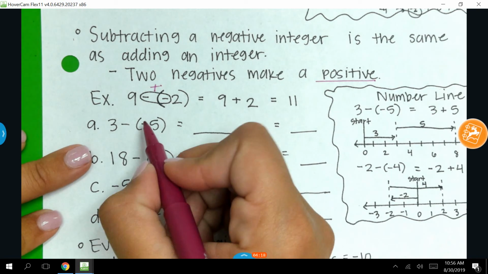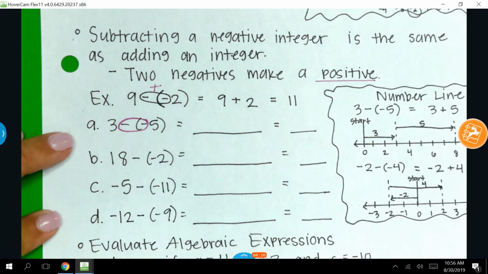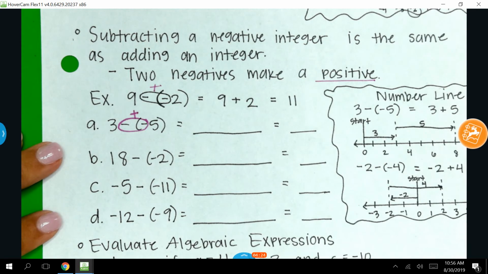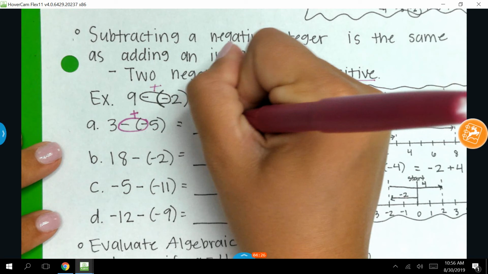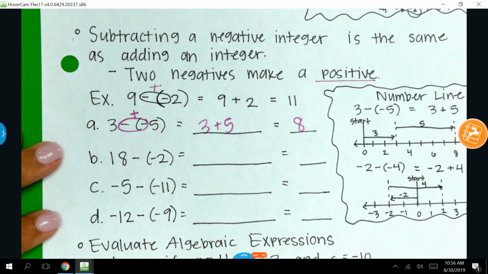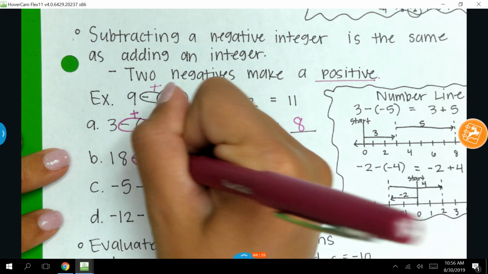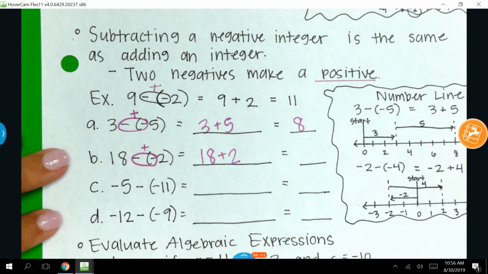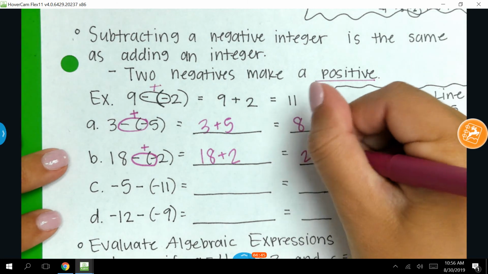3 minus negative 5, both of those negative signs come together to make a positive. So now I have 3 plus 5, which gives me 8. 18 minus negative 2. Two negatives make a positive. So 18 plus 2 gives me 20.